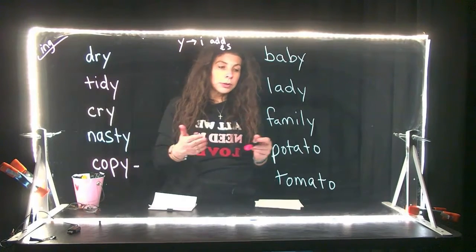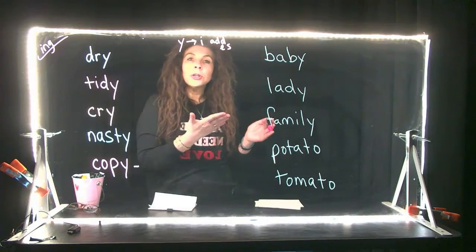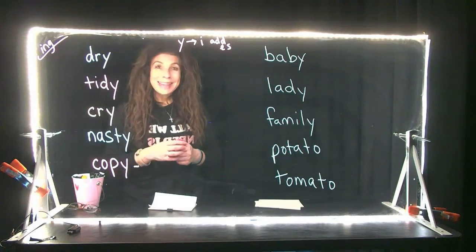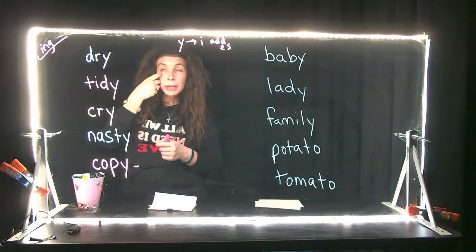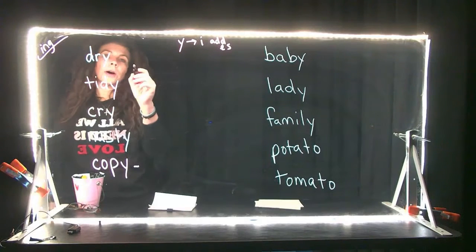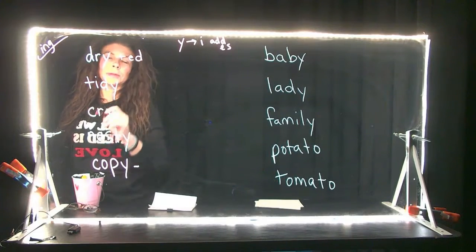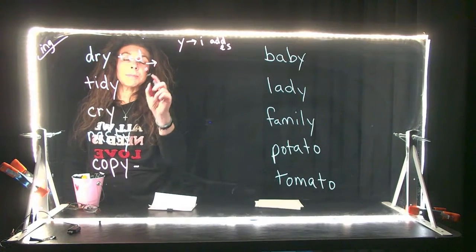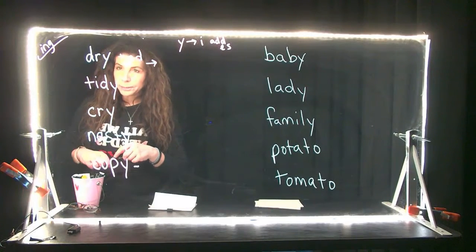We also learned that if you have a word with an open syllable O at the end, you also add ES. So right now, we're going to do a couple together. If I wanted to say that you dried the dishes, how would you spell dried? Write that down on your paper.